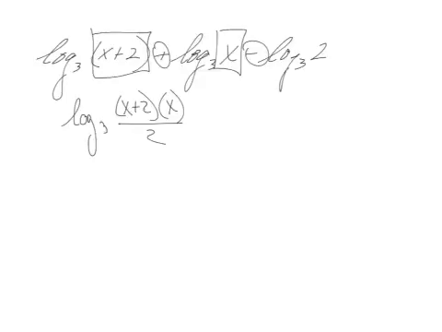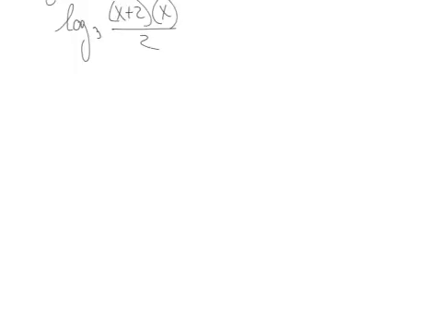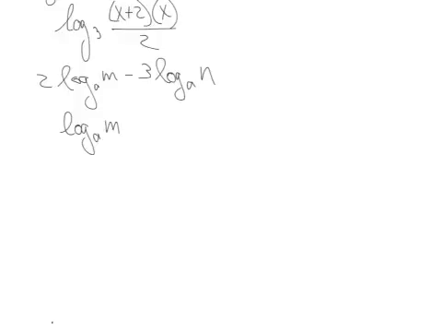Alright, so example number B, I guess is what it is. We have 2 log a to the m minus 3 log a to the n. Whoops, where's my n? There's my n. Alright, so again, we're going to do everything backwards. Log a to the m squared, so this goes up there, minus log a to the n cubed, because that goes up there.